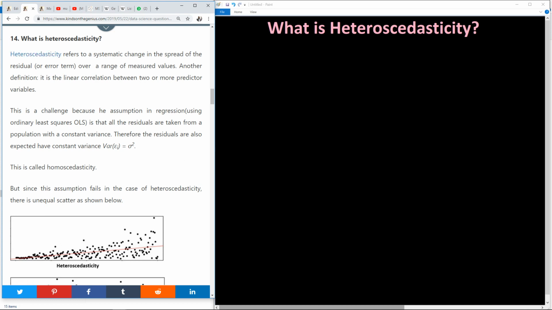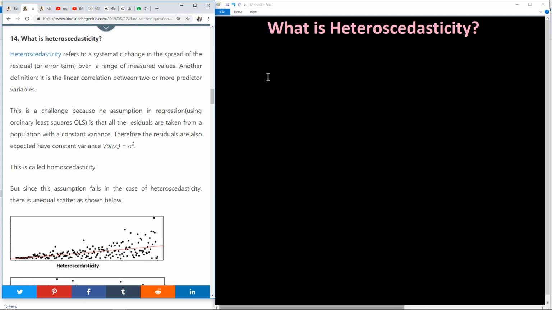So now I'm just giving a clearer explanation and also giving some of the notations in this case. Heteroscedasticity refers to a systematic change in the spread of the error term over a range of measured values.